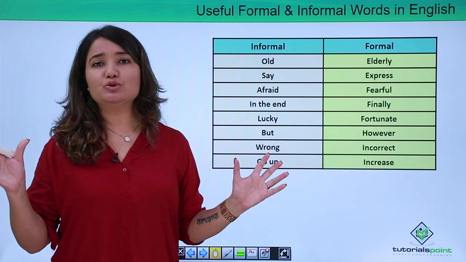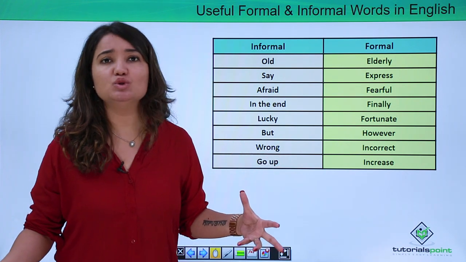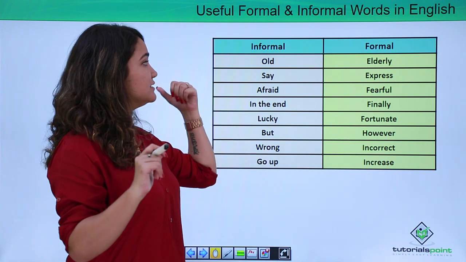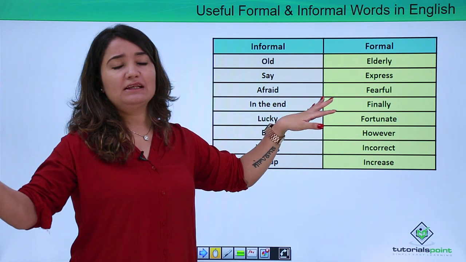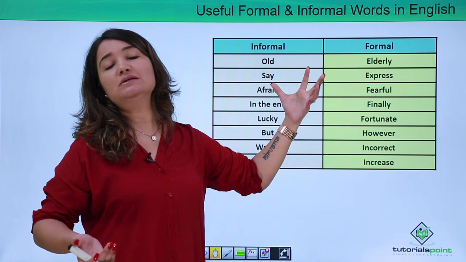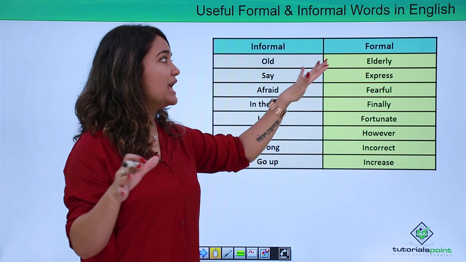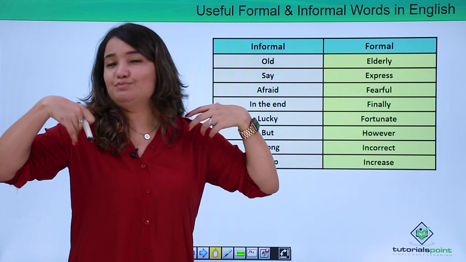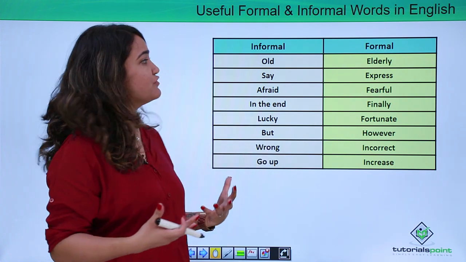Well, as I told you, the list is very long, but I chose some very commonly used words and their formal alternatives. So here is the list. Old, more often than not, is definitely used in an informal situation. You almost will not hear people using this word in a very formal environment. Elderly is a more respectful alternative of old.